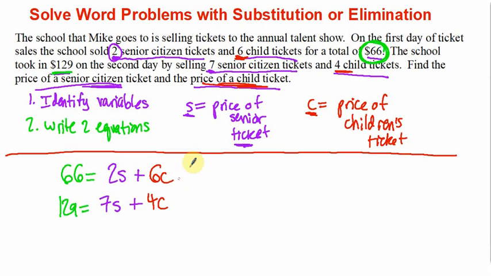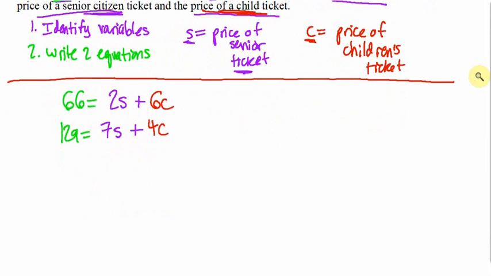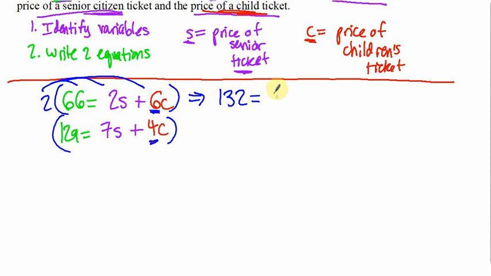Okay, now we're in a position to be able to solve this using either substitution or elimination. It doesn't really matter. Let's just take a look at what might be easier here. Usually elimination is easier, so let's just go with that. Okay, so let's eliminate the C's. You can pick which one you want to eliminate. The reason I chose C is because I see 6 and 4, and I know that those have a common multiple of 12, so I can easily change those into 12. So let's change the 6C into 12C by multiplying by 2. 2 times 66 is 132. 2 times 2S is 4S. 2 times 6C is 12C.